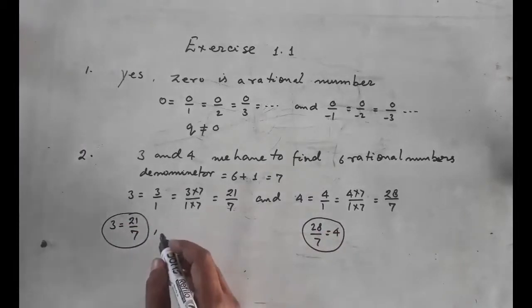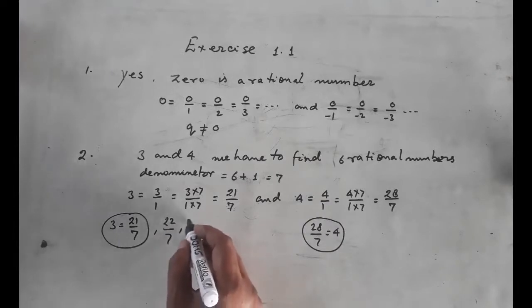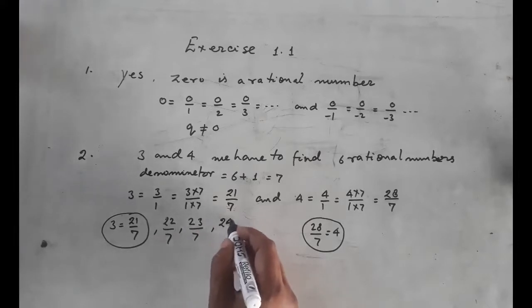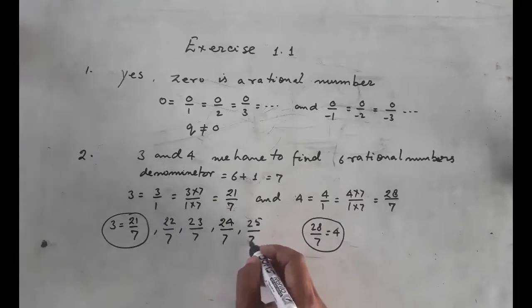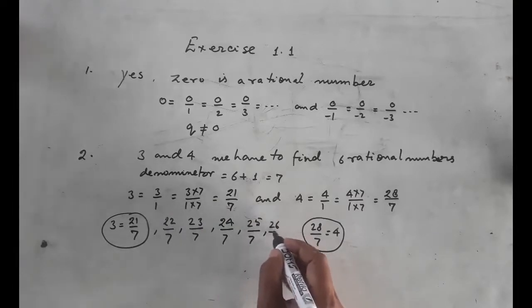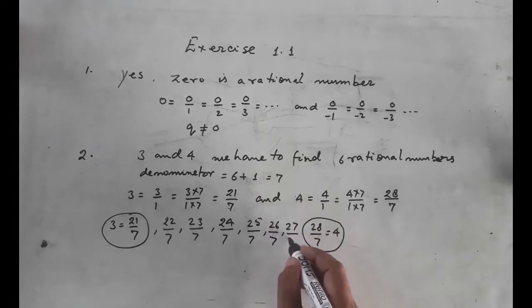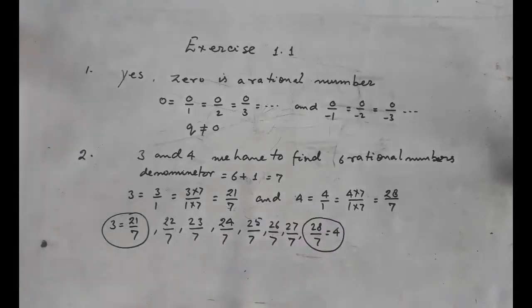Now we can find them: 22 by 7, 23 by 7, 24 by 7, 25 by 7, 26 by 7, and 27 by 7. That is your 6 rational numbers between 3 and 4.